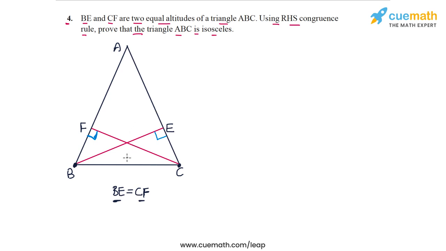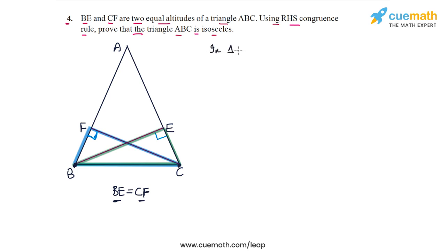Okay, so what we are going to do is compare these two triangles that are formed at the base BC. So we are going to compare triangle BFC. So let me highlight it for you. So we have BF, FC and CB. So this is one triangle, and we are going to compare this triangle with CEB. So CE is this side, EB is this side, and then we have BC. So these are the two triangles that we're going to compare, and visually also they seem to be congruent. So let's compare them now.